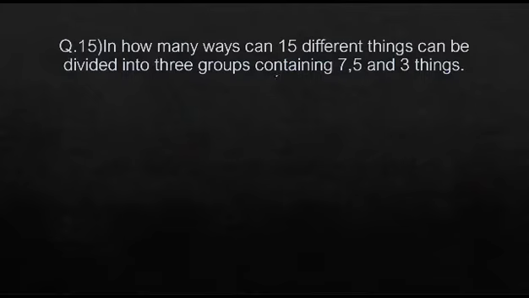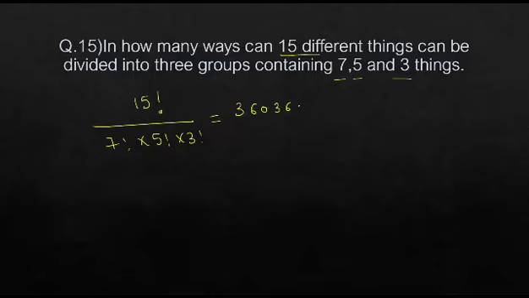So we'll take up this question now. In how many ways can 15 different things be divided into 3 groups containing 7, 5 and 3 things? So again the same formula will directly apply. Now m plus n plus p will be equal to 15 if we sum them up. So it will be 15 factorial over, obviously, 7 factorial into 5 factorial into 3 factorial. And after solving we'll get our answer, which is 360.